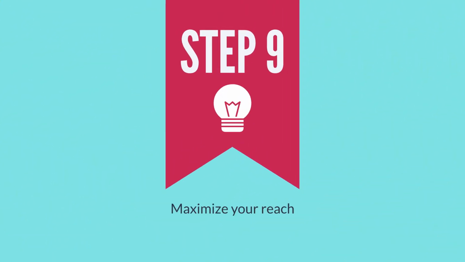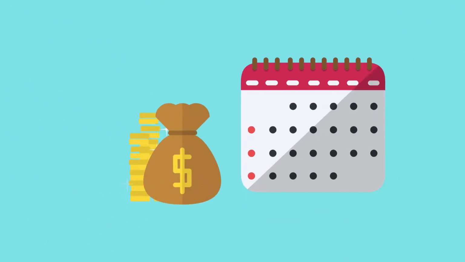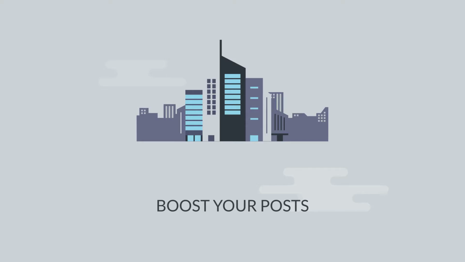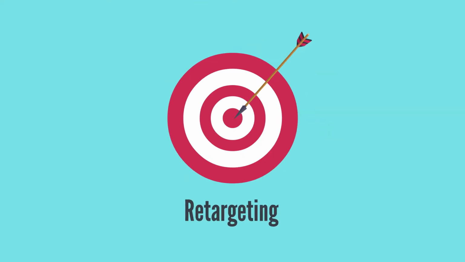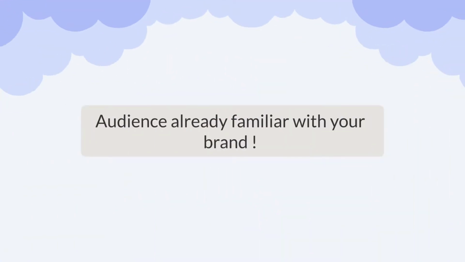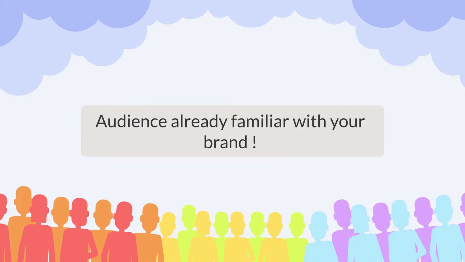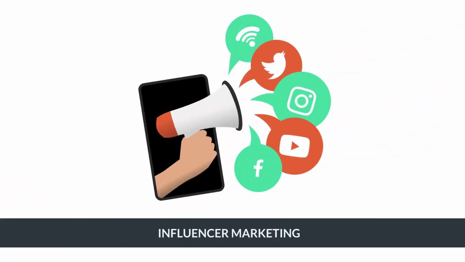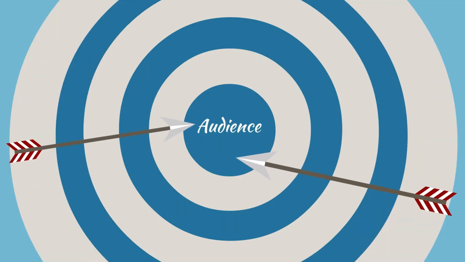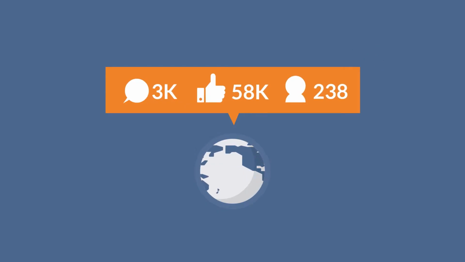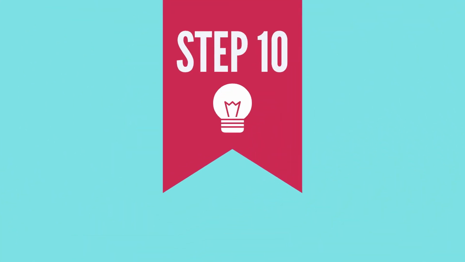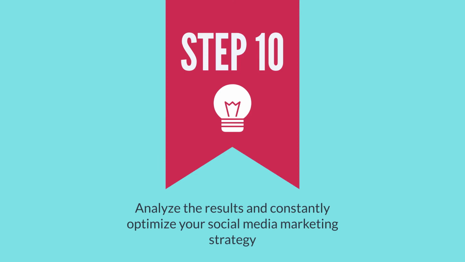Step 9. Maximize your reach. Invest in paid campaigns. You can easily boost your post and target the audience you want to. Use retargeting. To get your message across, consider targeting those who are already familiar with your brand. Team up with influencers. This is called influencer marketing. Find those with a similar target audience to yours, who post attractive content and have a significant reach at the same time.